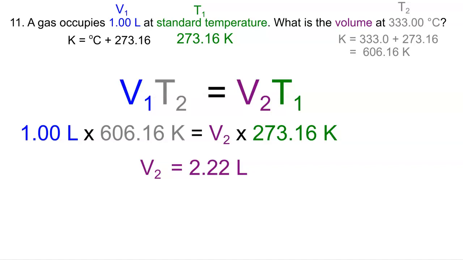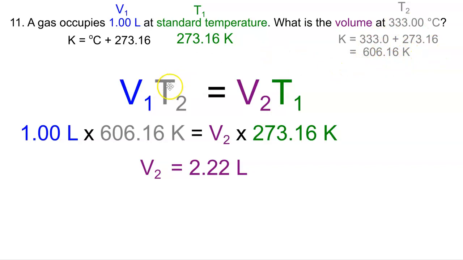This is even easier. Standard temperature is always going to be 273.16 Kelvin, or if you really are bored, you can say 0 degrees Celsius and then convert it into Kelvin. So if you come across the phrasing standard temperature, you're going to use 273.16 Kelvin. And then we're looking for V2 at 333.00 degrees Celsius. So I have a new temperature, a T2 temperature that I must convert into Kelvin. I did that here with the math.